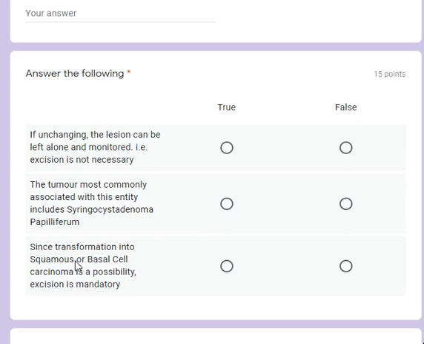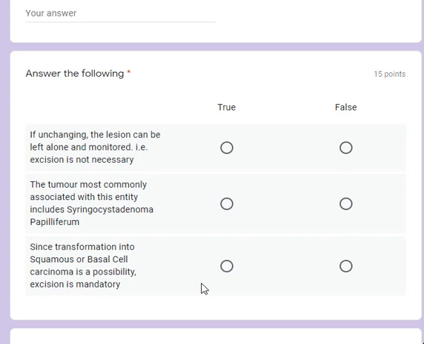Malignancy is extremely rare. Transformation to BCC and SCC is extremely rare, and therefore excision is non-mandatory. Careful monitoring. Just tell the patient. In fact, I don't often see the patient back again. I just advise the patient, just keep monitoring the lesion. If you notice any unusual growths within it, please come back. We can excise it at any point.